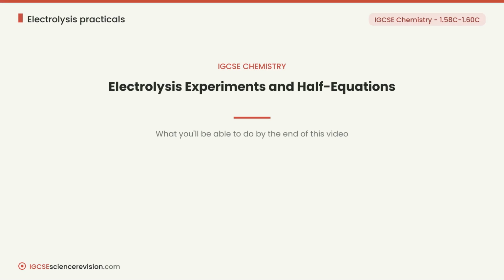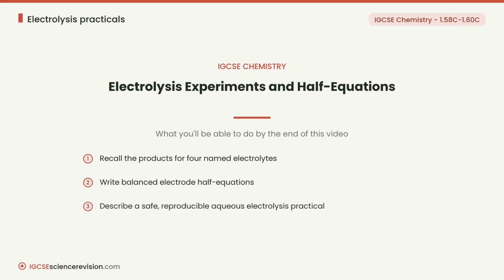In this video, we'll look at electrolysis experiments and half equations, part of your IGCSE Chemistry course. By the end, you'll be able to do three things. First, recall the products for four named electrolytes. Second, write balanced electrode half equations. And third, describe a safe, reproducible aqueous electrolysis practical.